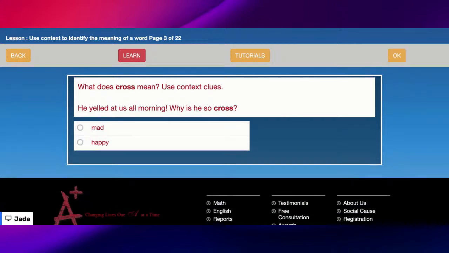All right, so what does cross mean? Use context clues. He yelled at us all morning. Why is he so cross? Okay, so he yelled at us all morning. Why is he so cross? Now, is it happy or mad? Which is the most suitable answer?